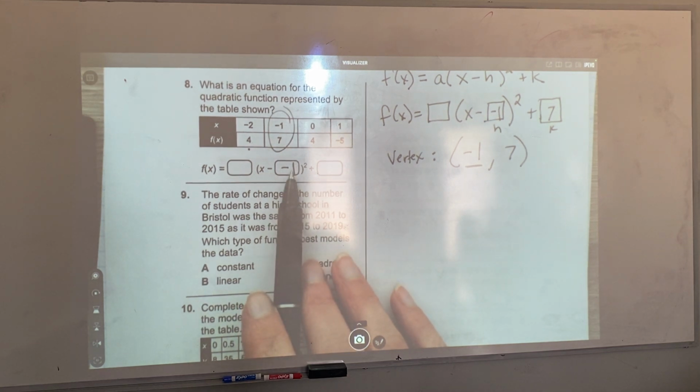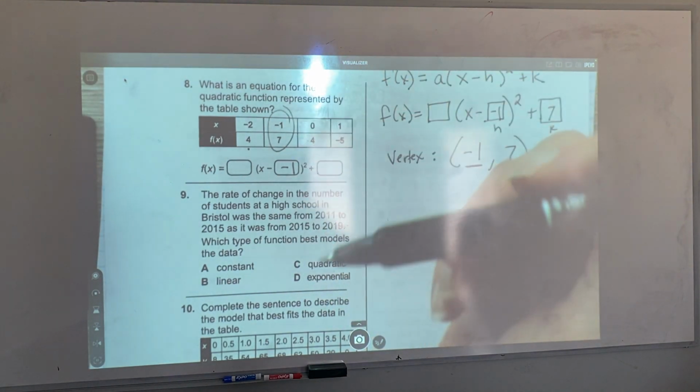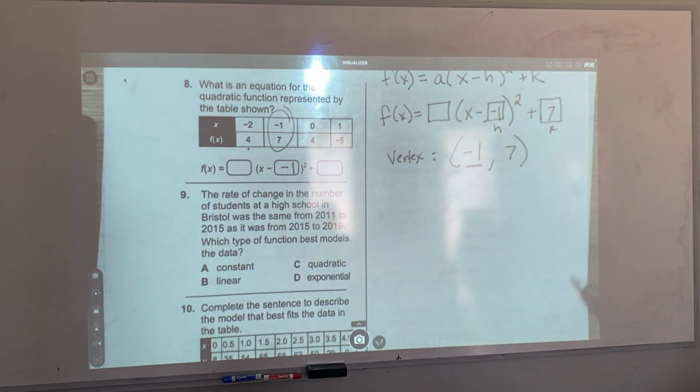Okay. Why is the vertex -1, 7 instead of -0? Because that's where the symmetry... He wasn't here. Oh, you were in the bathroom? Okay, maybe next time, can you make your bathroom trips when I'm not in the middle of something? I will gladly explain it again.